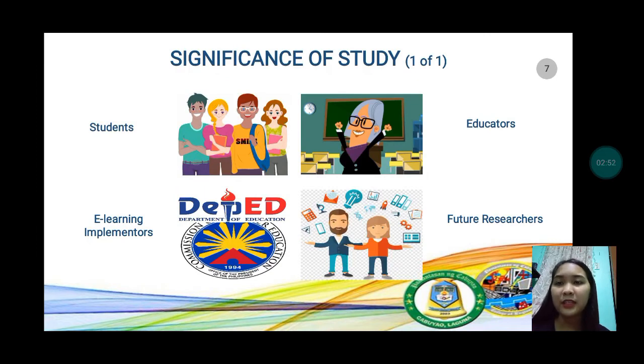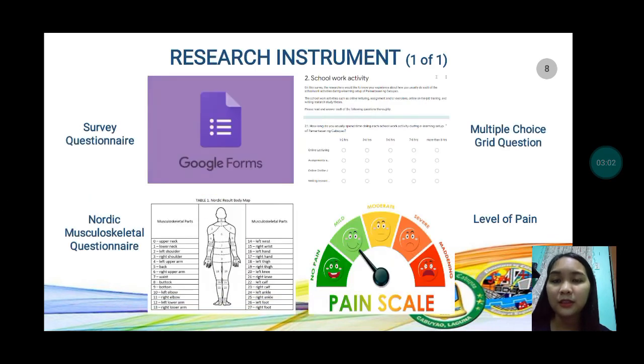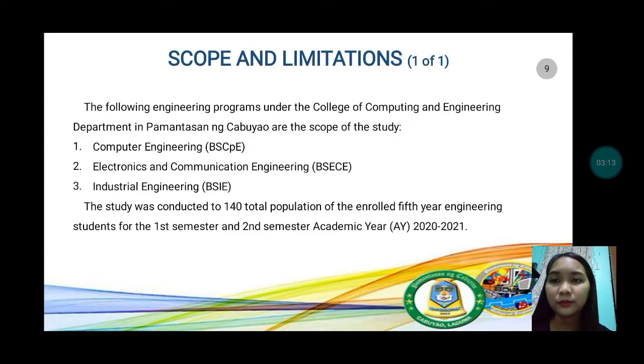Significance of the study. Students, educators, implementers, and future researchers are the ones who will benefit from the study. The research instruments used were a survey questionnaire, a multiple choice grid question, the Nordic musculoskeletal questionnaire, and level of pain.